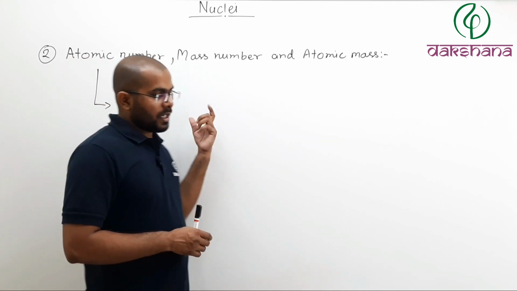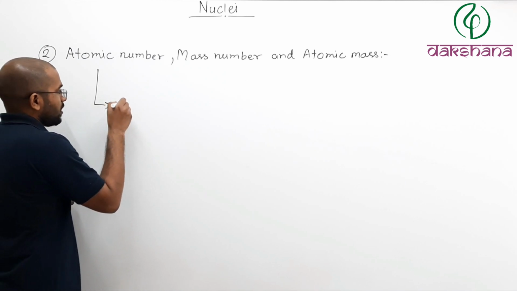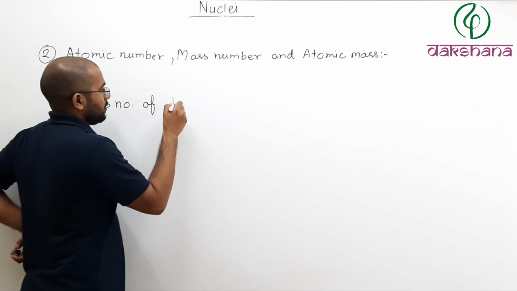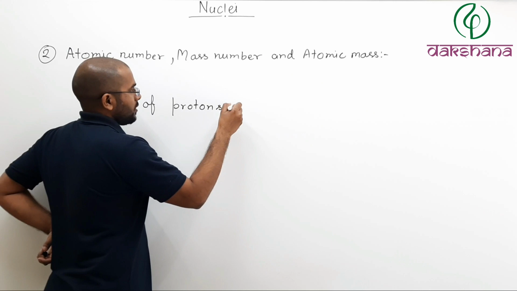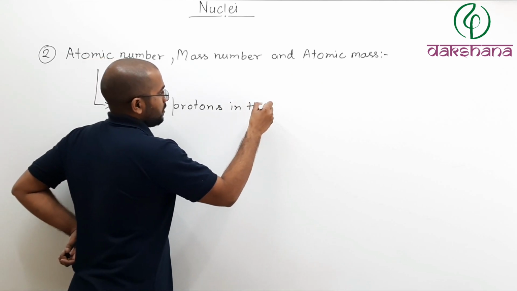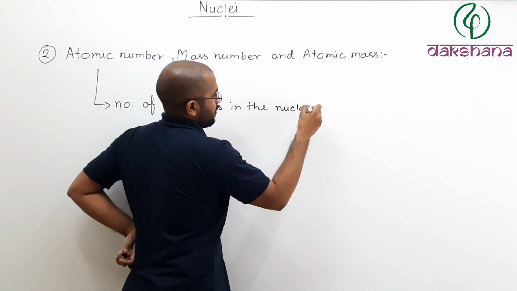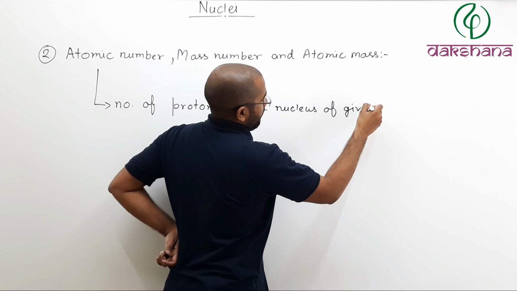So what is atomic number? Atomic number is nothing but the number of protons in the nucleus of a given element.